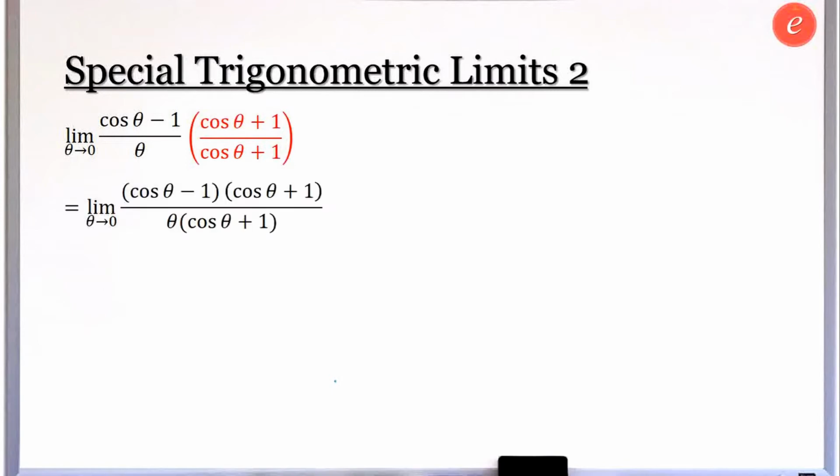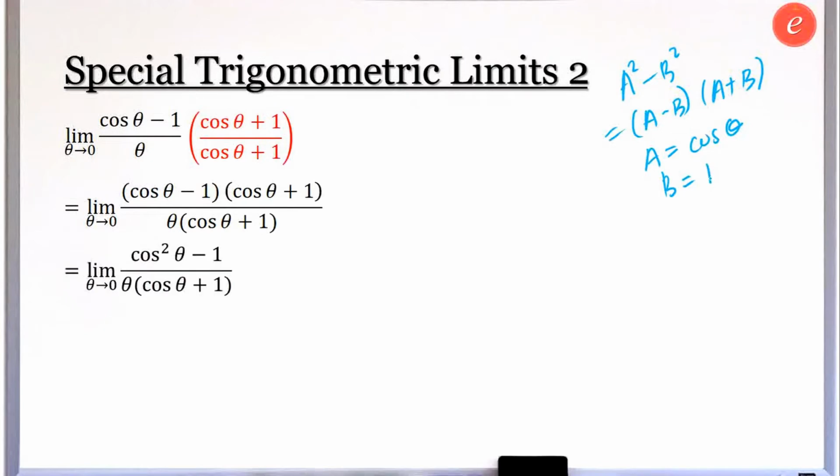The purpose of this step is that I want to use this identity, which is a squared minus b squared equals a minus b times a plus b. As you can see here, my a will be equal to cos theta and my b will be equal to 1. So when we expand it, we'll have cos squared theta minus 1 over theta times cos theta plus 1.